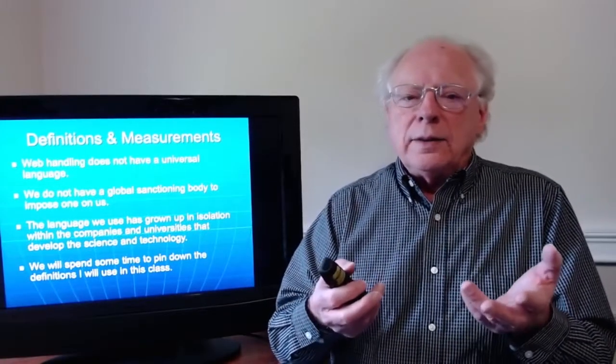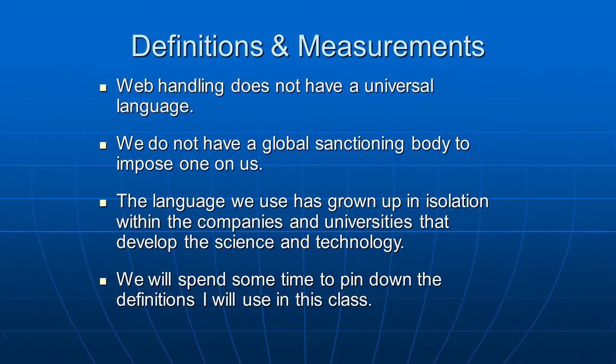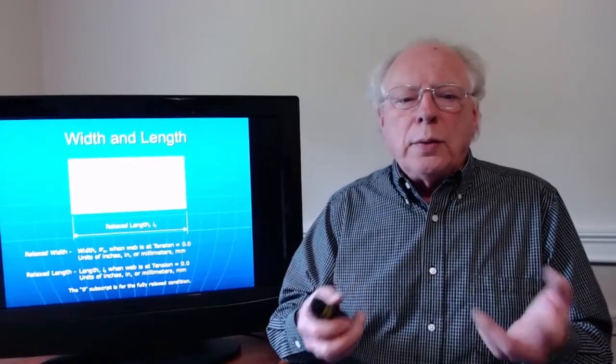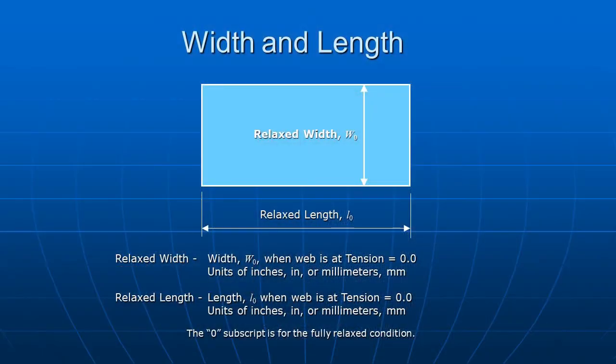Web handling does not have a universal language, so we'll spend some time in this session to pin down the definitions that I use. Width and length are obvious, and we're going to use L sub 0 for the relaxed length of a piece of web and W sub 0 for the relaxed width of a piece of web. And this can be in inches or millimeters. The 0 subscript will be for the relaxed condition of the web.